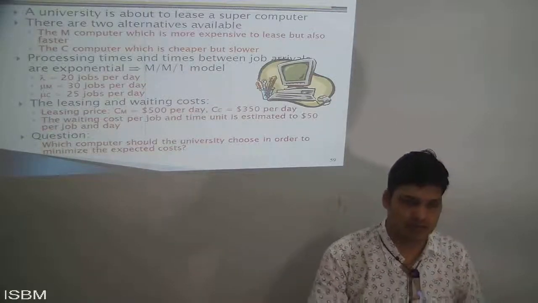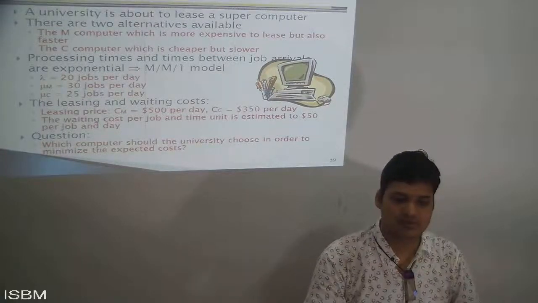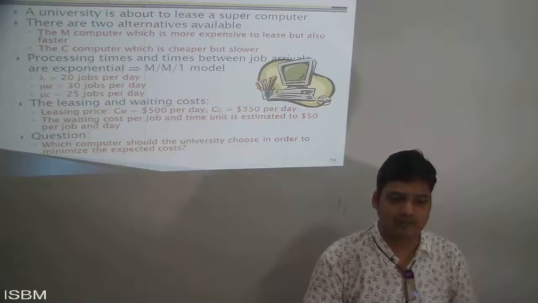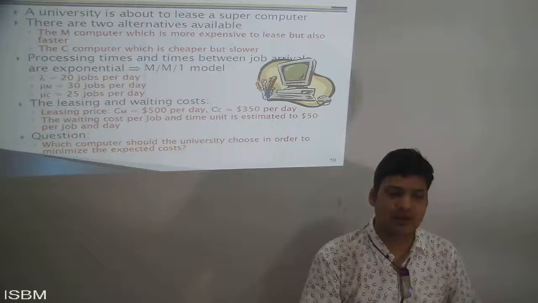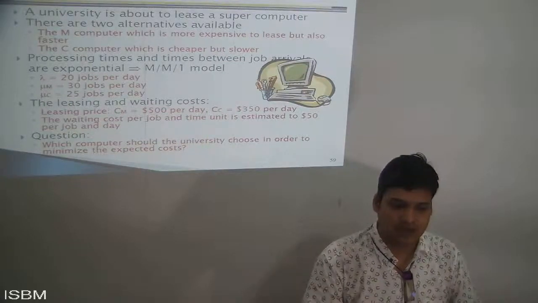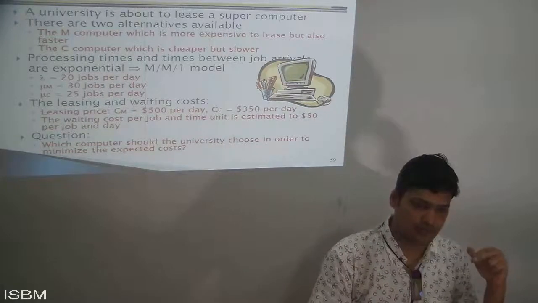Computer procurement. An example: a university is about to lease a supercomputer. There are two alternatives available. The M computer, which is more expensive to lease but also faster, and the C computer, which is cheaper but slower. These are the two types of computer.